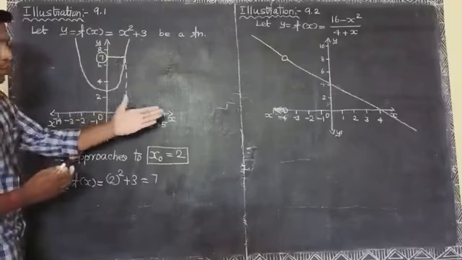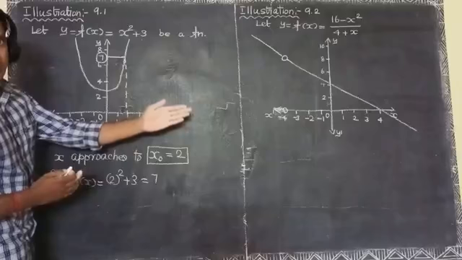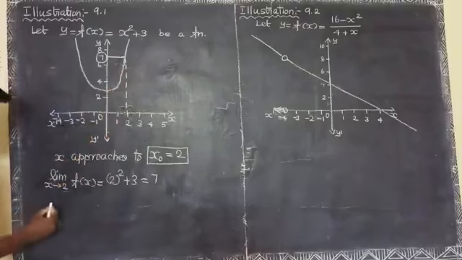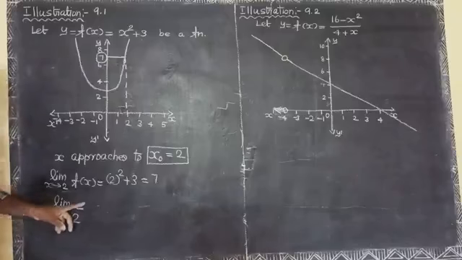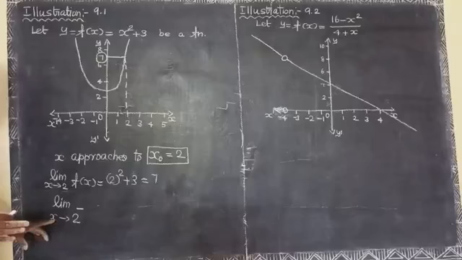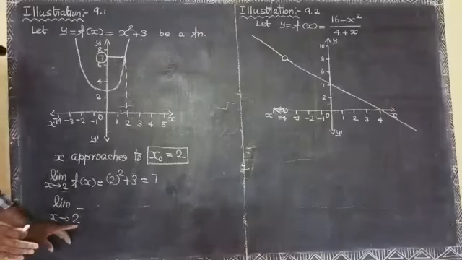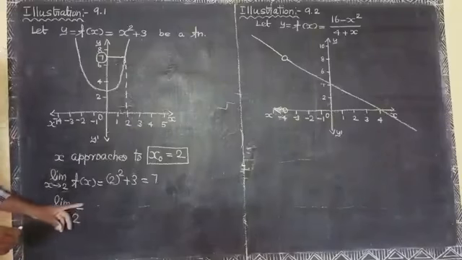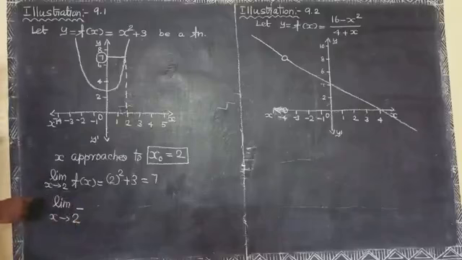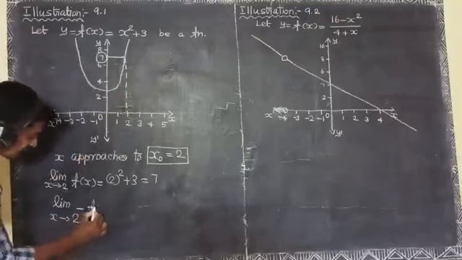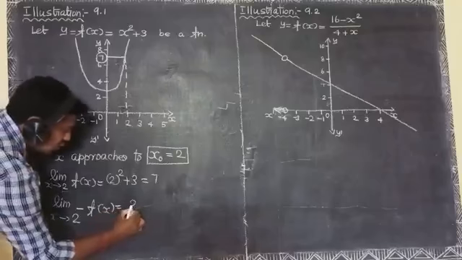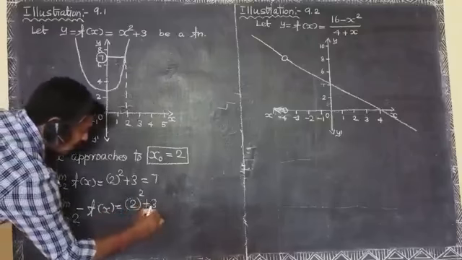Now calculate the left approach, that is x naught minus. Limit x tends to 2 minus means don't substitute x equal to 2 directly, it is an error. Here the sign represents x approaches 2 from the left side. From the left side, f of x which is equal to 2 square plus 3, it is 7.